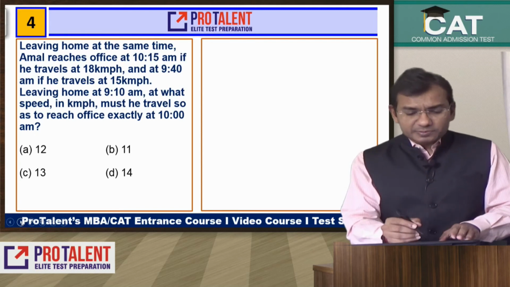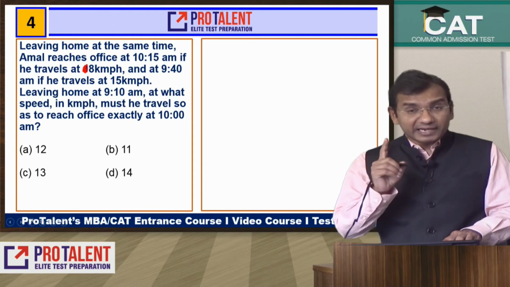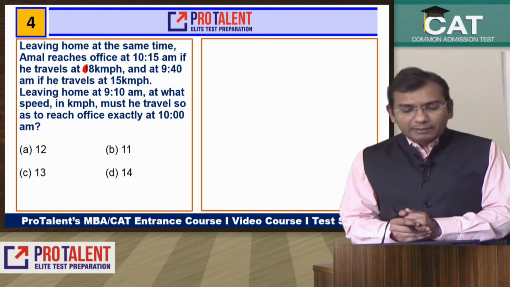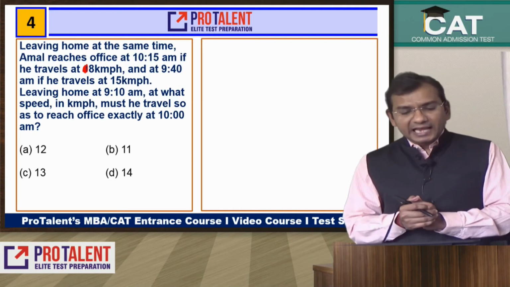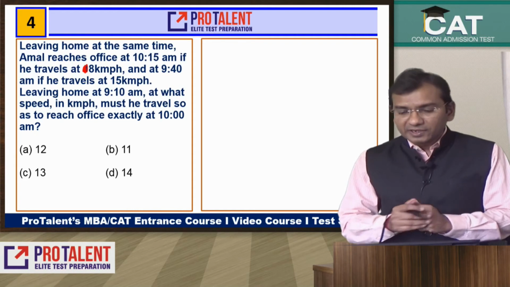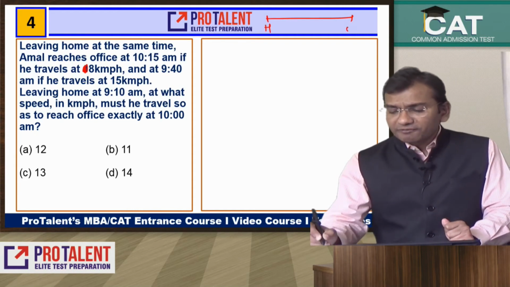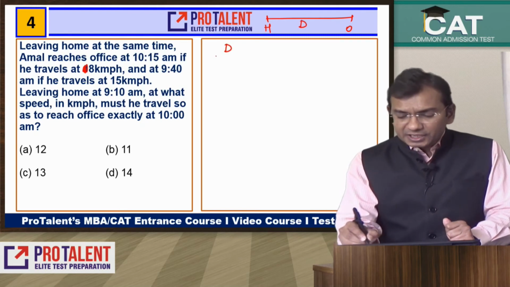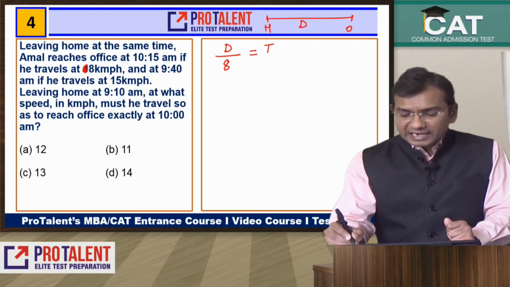ये सवाल में एक छोटी सी मिस्टेक दिख रही है मुझे. ठीक है, गलत है ये 8 किलोमीटर पर आवर है, 18 नहीं है. Leaving home at the same time, Aman reaches office at 10:15 a.m. if he travels at 8 kilometer per hour. So there is a distance from his house to the office. Let us assume it is d, and if he is traveling at 8 kilometer per hour, the time taken is t.